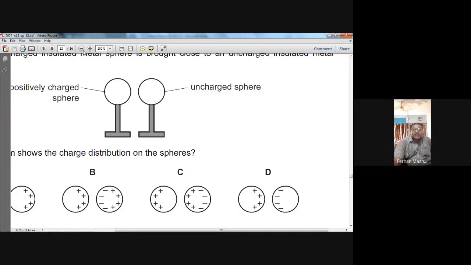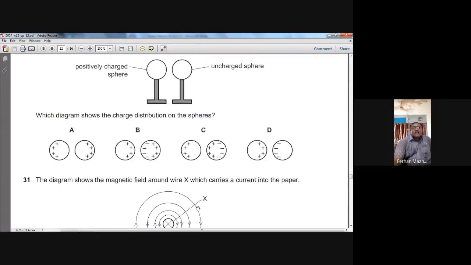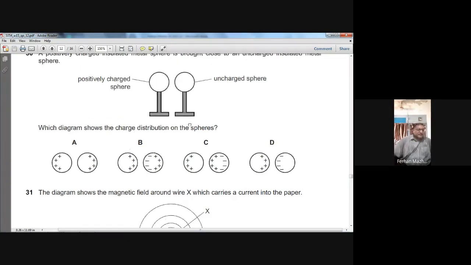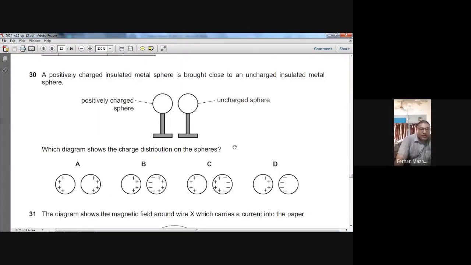Let us see which diagram correctly describes this. I think B is the correctly shown diagram. So for question number 30, I think B is the right diagram. The B diagram is correctly showing the charge distribution.